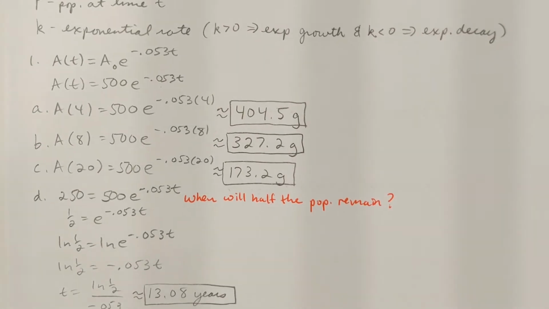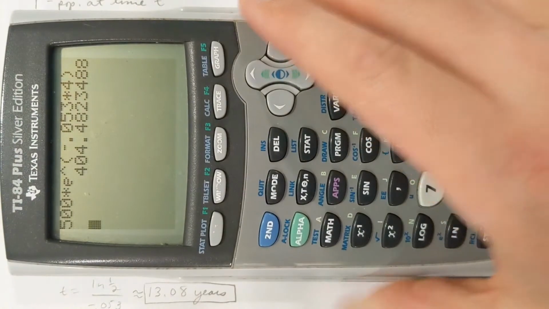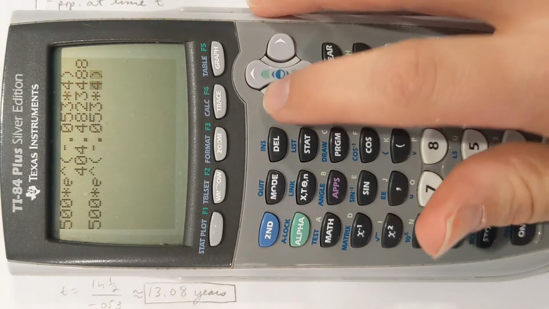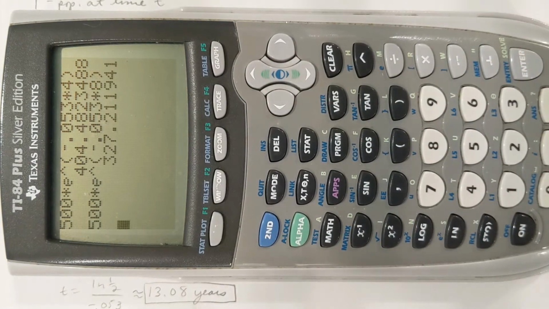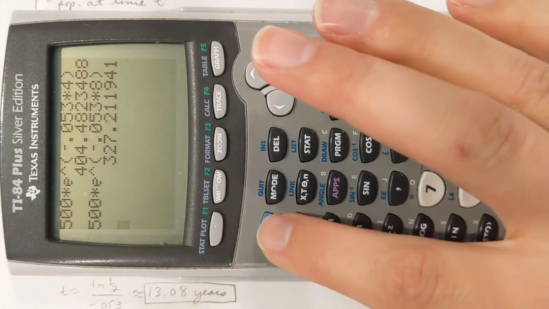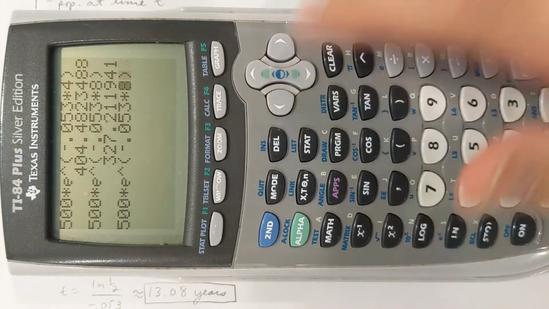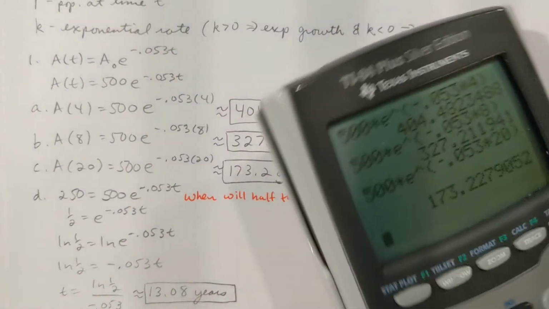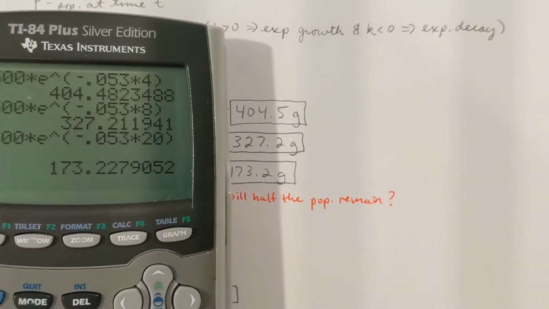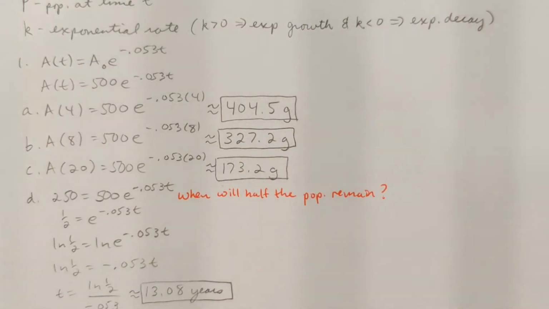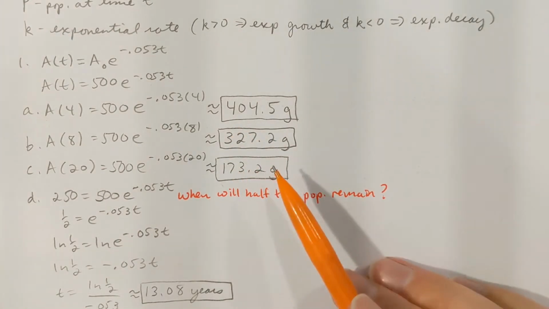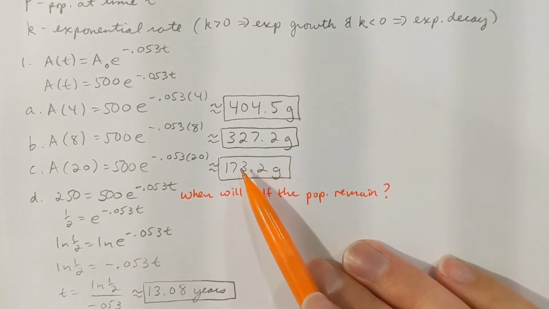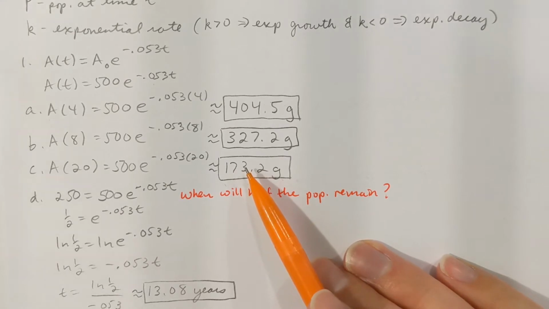Then part B, you'll plug in 8. So I have this retyped again, I just let t be 8. And here's that next number, and then if I plug in 20, here would be that number for part C. So those are the numbers that I'm getting from my calculator, and of course there's rounding on all three of those. But you can see over time how there's going to be less and less plutonium-241 in the sample.